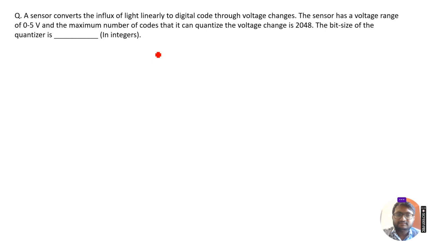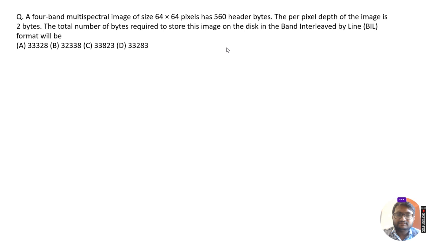What we have to do is 2 to the power n should be equal to 2048. Based on that, you have to find out the value of n. So it will become 11. 2 raised to 11 is equal to 2048. So our answer will be 11.